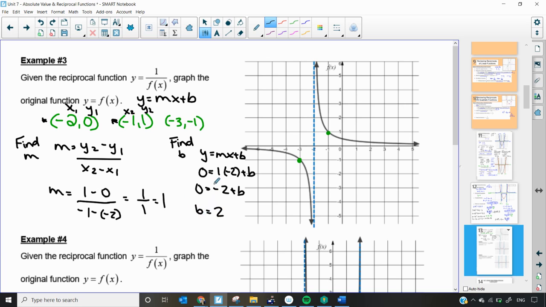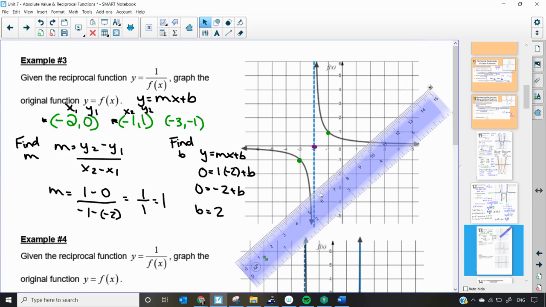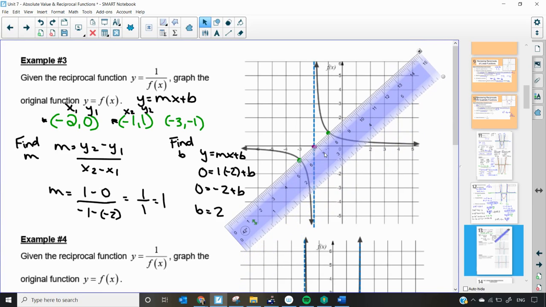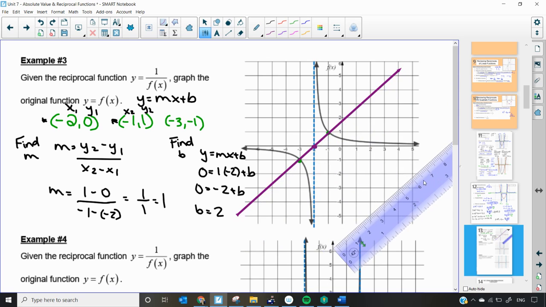Once I have my slope and my y-intercept, I can graph that function. Okay. Again, remember your calculator makes a really good straight edge. And so I'd sketch that graph. Now, if I'm asked to give the equation of that line, I would use my slope and my y-intercept. So the equation of this line would be y equals 1x, or x plus 2.